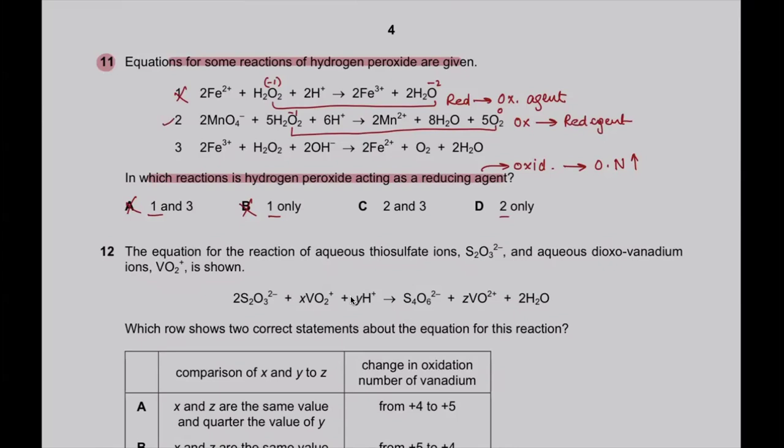Now, MCQ number 12. The equation for the reaction of thiosulfate S2O3 2 negative and aqueous dioxovanadium ion is shown. Which row shows two correct statements about the equation for this reaction? Okay. First one is a comparison of X and Y to Z.